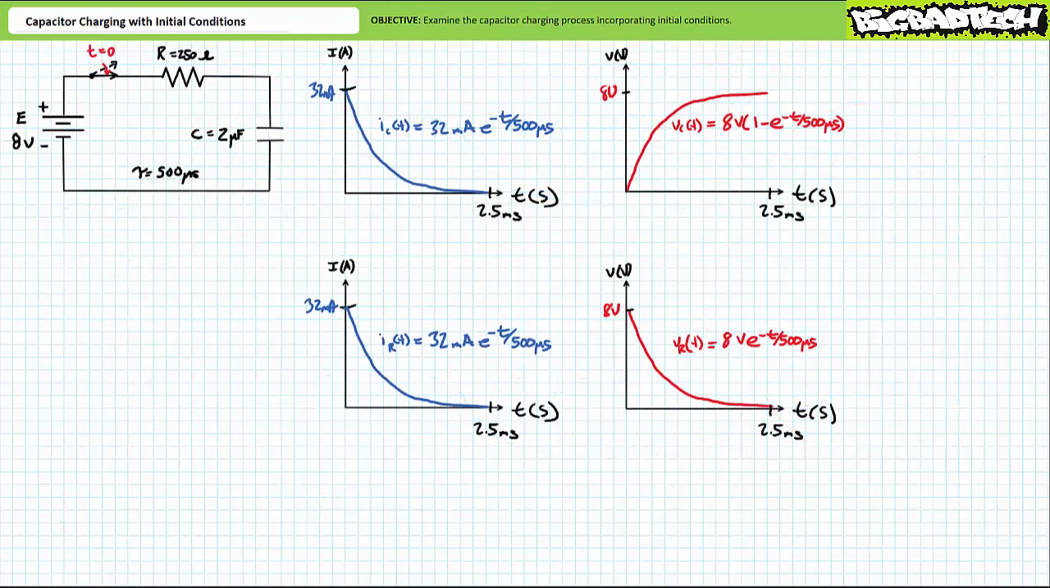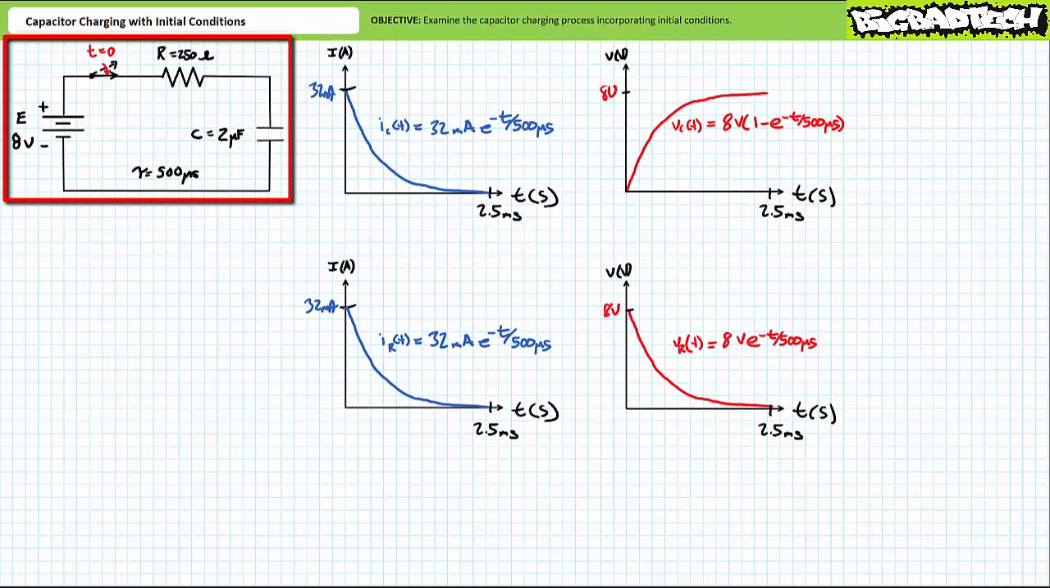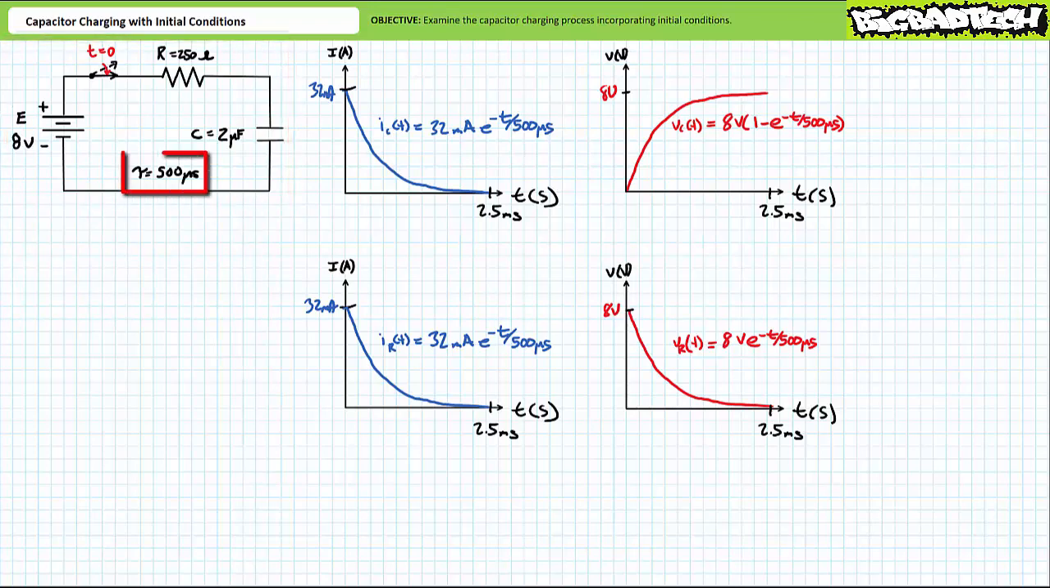Moving on, consider this challenge scenario building upon the charging circuit we examined in example 3 during the capacitor charging lecture. You'll recall, example 3 was a series circuit consisting of an 8 volt source, a switch that closes at time t equals 0, a 250 ohm resistor, and a 2 microfarad capacitor. During the charging process, we learned of a relatively short time constant of 500 microseconds, or 0.5 milliseconds.